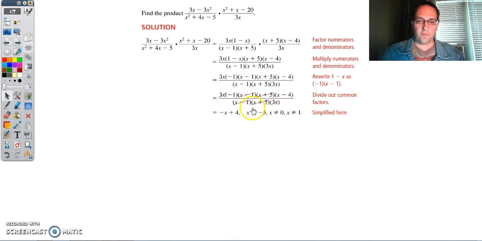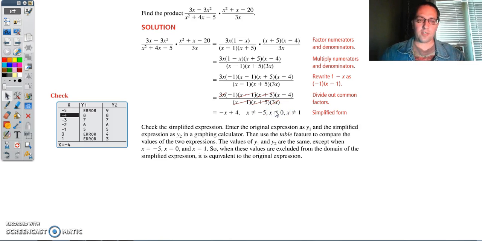Now, we factored a lot of stuff out. And so we have to say that each one of those things that gets factored out cannot equal 0. So x minus 1 can't equal 0, which means x can't equal 1. X plus 5 can't equal 0, so x can't equal negative 5. 3x can't equal 0, so x can't equal 0. All right? You have to say that for each thing. And check these in your calculator to make sure that you have those.